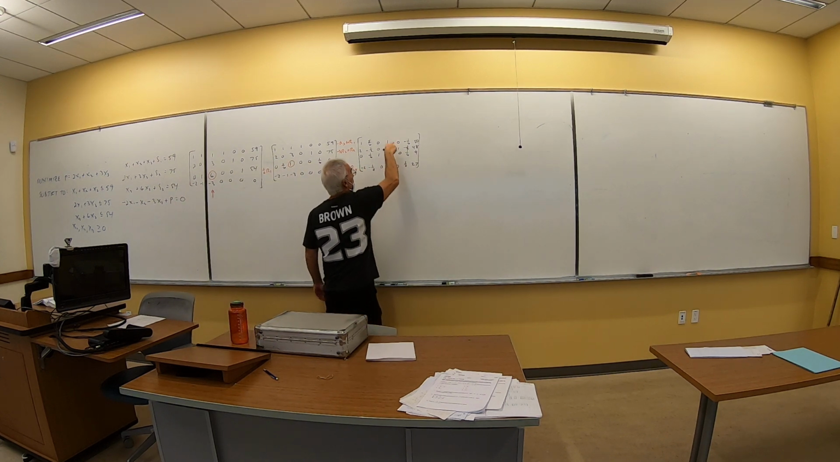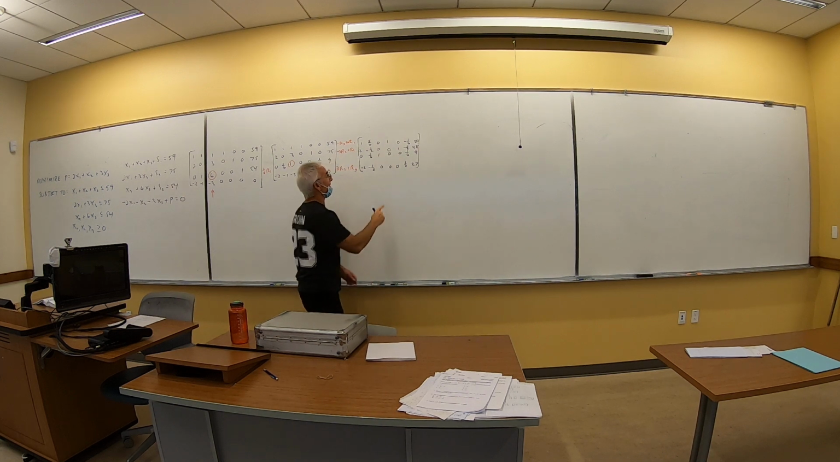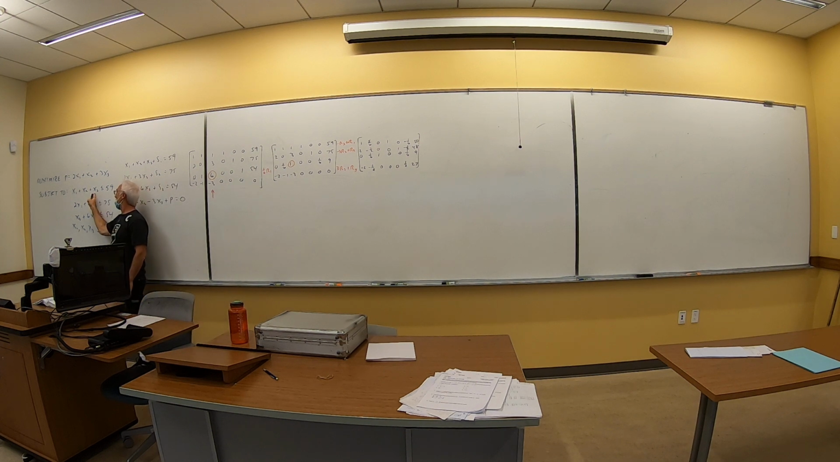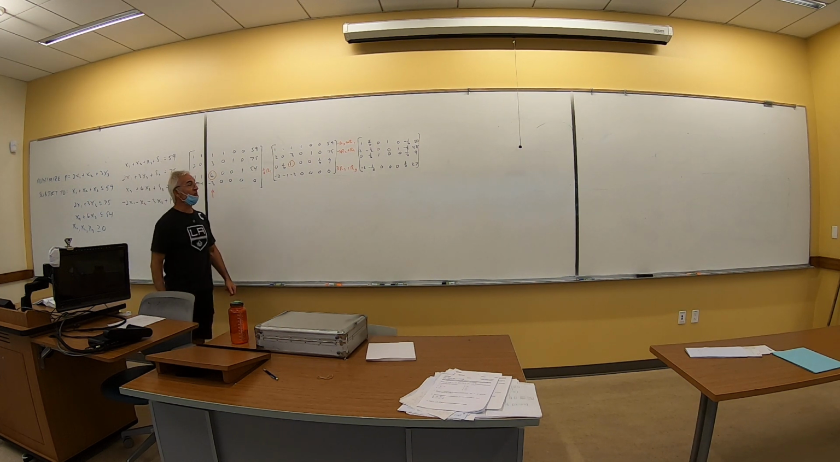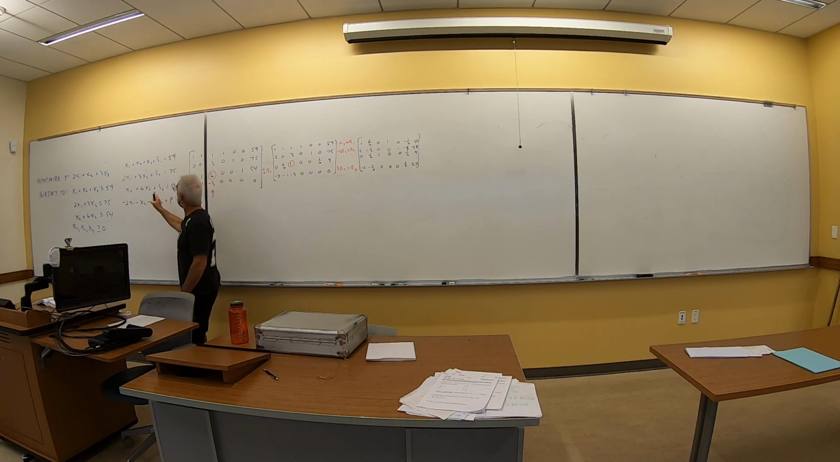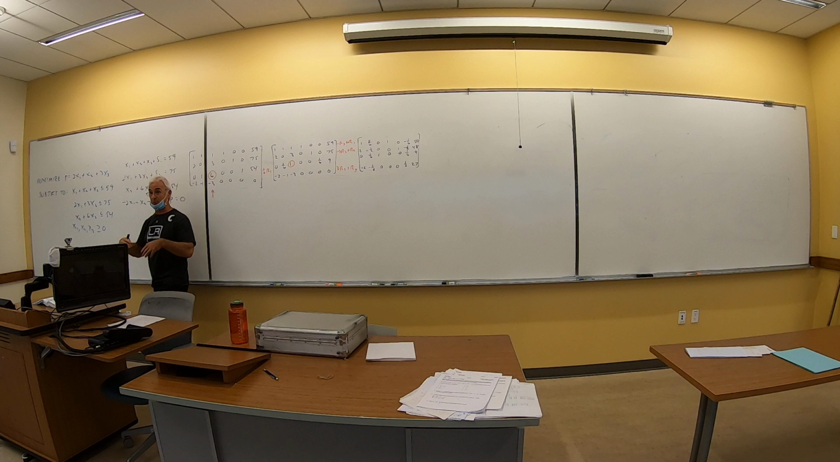I would have unused S1 and S2. In fact, S1 would be 50. That's how much I didn't use up. What would S2 be? 48. 0, 3 times 9 plus 48. See, it would still work.